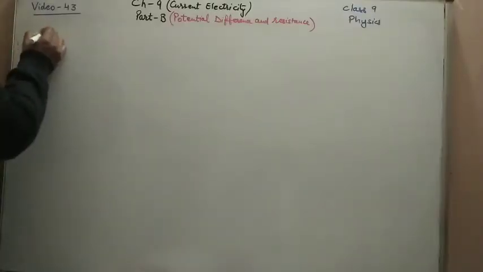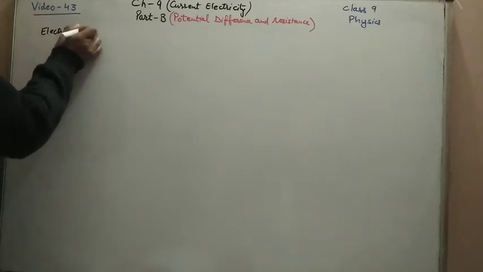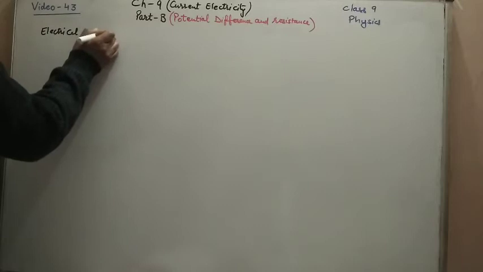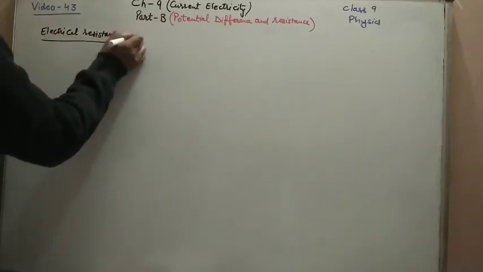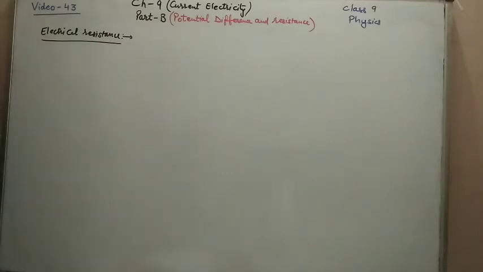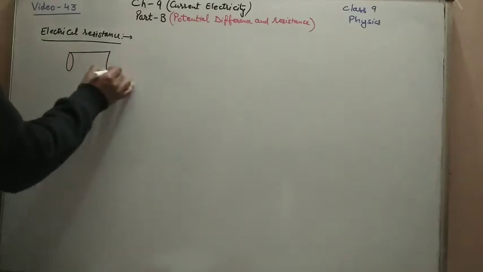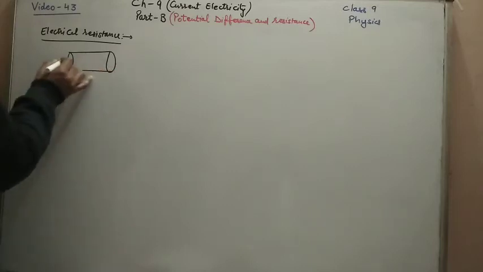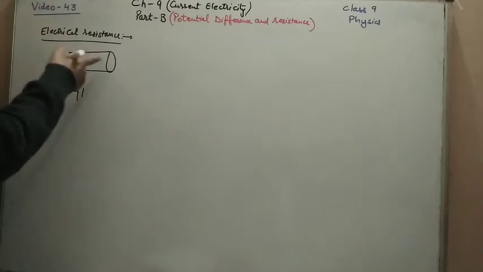Next is electrical resistance. The meaning of this term is that resistance is a kind of opposition offered by the material to the flow of current. So by taking this magnified view of the wire, I'll try to explain the concept of resistance. Here is the magnified view of the wire.